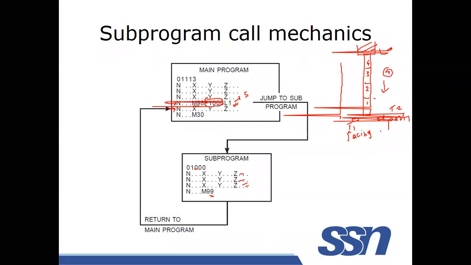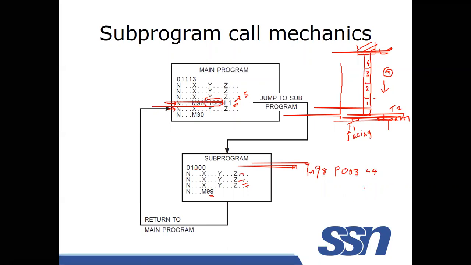So if I write a program for this, I need to write a very big program. Number of lines will be more. So in that case, since I wanted to do facing and parting 4 times, I can call M98. I can write M98, and the program number 003. It means program number 003 will be called for 4 times.